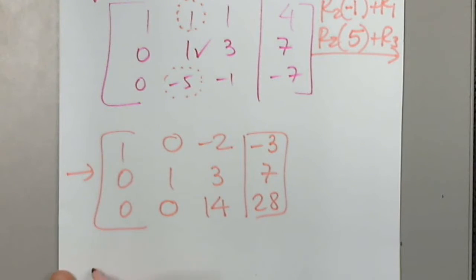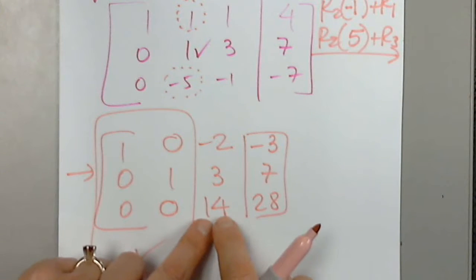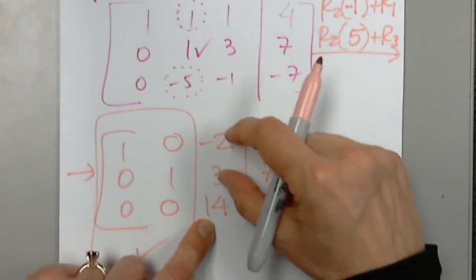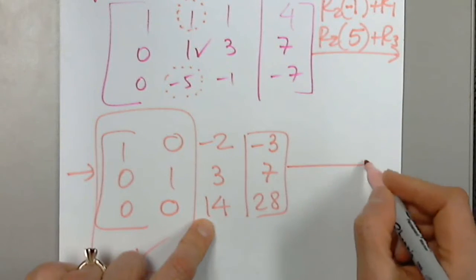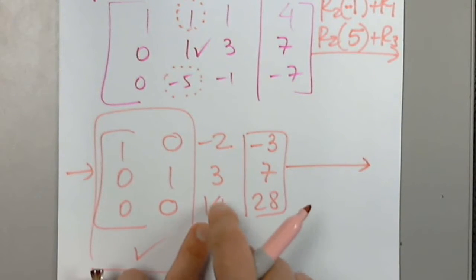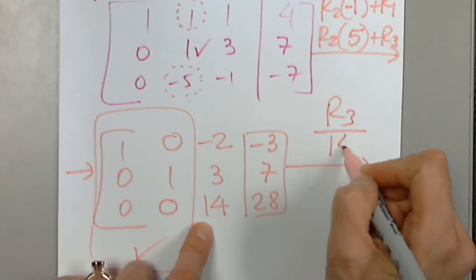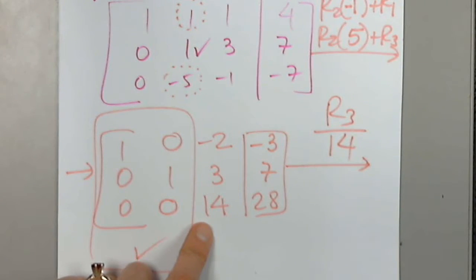Very good. All this is done in the correct order. The 1 and then the corresponding zeros. Where am I now? Right here. What do I need to obtain here for sure? I need the 1. Otherwise, I can't get the zeros here. So then what do I do to get the 1 here? Row 3 divided by 14.